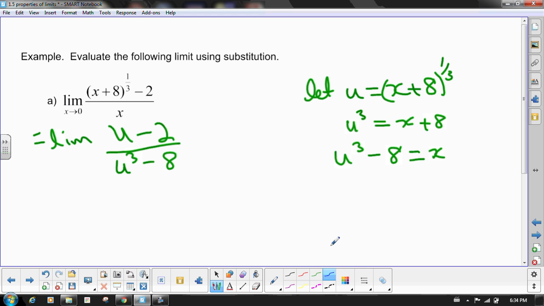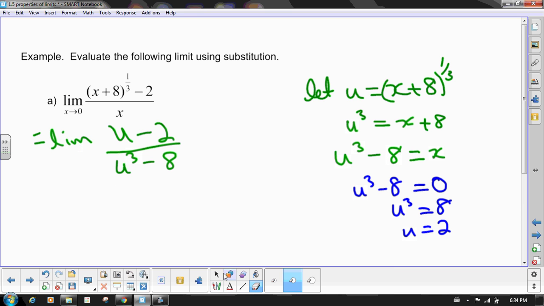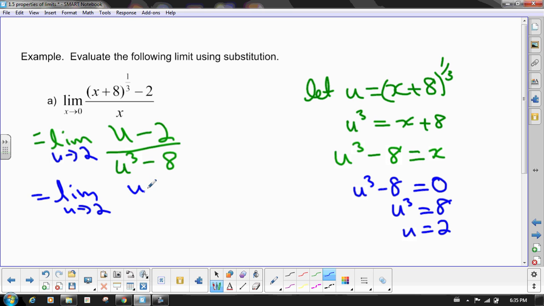So I got one final thing. I need to figure out what u is going to be approaching. I know x is approaching 0, so I'm going to replace x with 0 and solve for u. So we get u equals 2. So we're looking at the limit as not x, but the limit as u approaches 2. It has to be u approaching 2. So then I have the limit as u approaches 2, u minus 2.